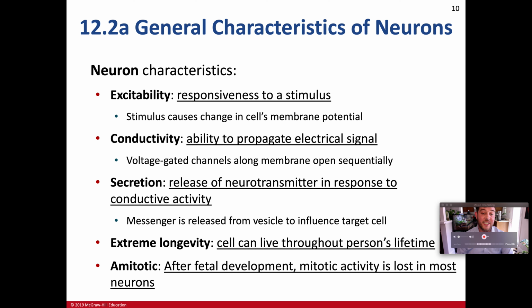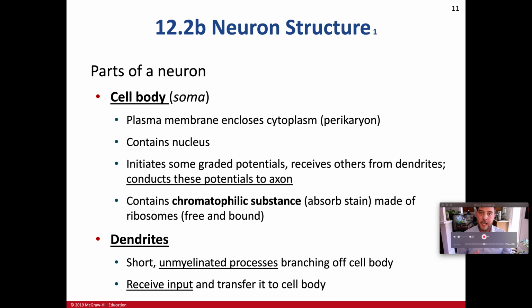There's a nucleus in the cell body. And the nucleus can initiate some graded potentials, and it receives others from dendrites. So sometimes it can send out a little graded potential, and it will also receive graded potentials. Those potentials then get conducted to the axon. So dendrites are the parts that are receiving signals. The excitability characteristic of neurons comes from the dendrites being able to receive a graded potential, and then the conductive portion is that action potential that gets sent out the axon.